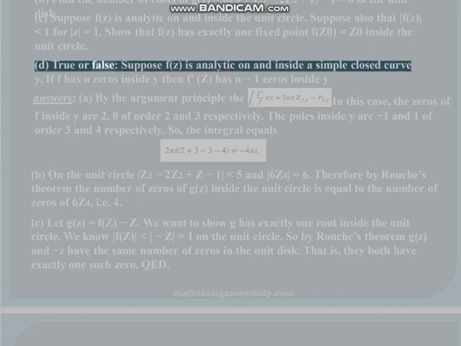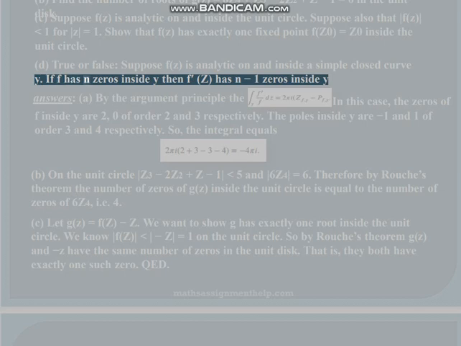D. True or false: suppose f(z) is analytic on and inside a simple closed curve γ. If f has n zeros inside γ, then f'(z) has n-1 zeros inside γ.